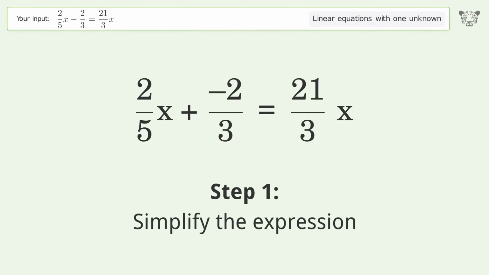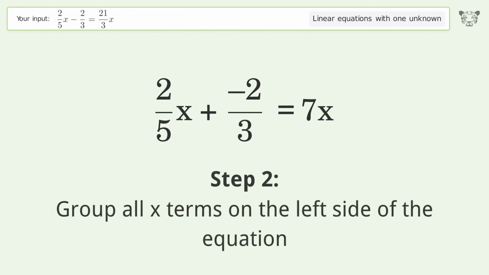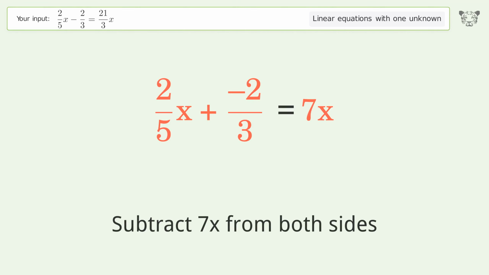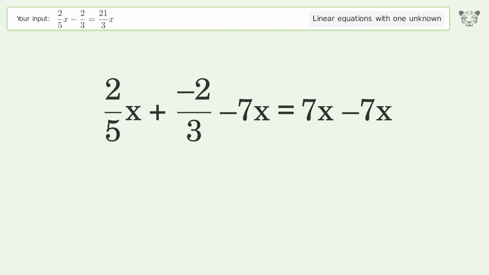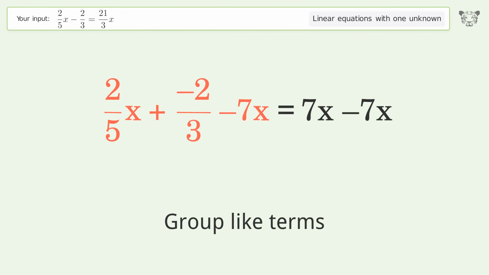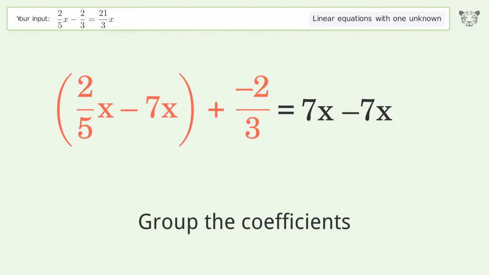Simplify the expression. Combine like terms. Group all x terms on the left side of the equation. Subtract 7x from both sides. Group like terms. Group the coefficients.